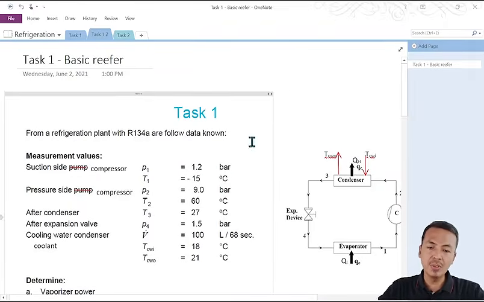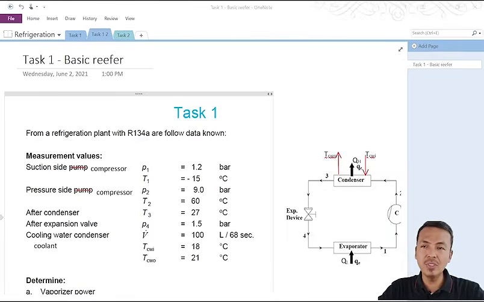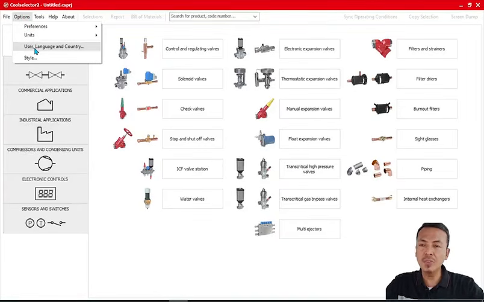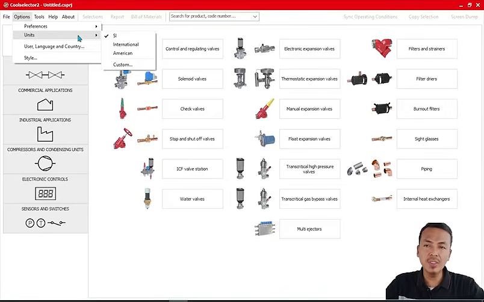Then we use this kind of software, the Danfoss CoolSelector 2, to get the enthalpy value. Before we use the Danfoss CoolSelector, I suggest you first set the language. Maybe you need to change into Bahasa, and also the units. I prefer using the international system, so you can click SI, or maybe you prefer British or American. I think it's also no problem.